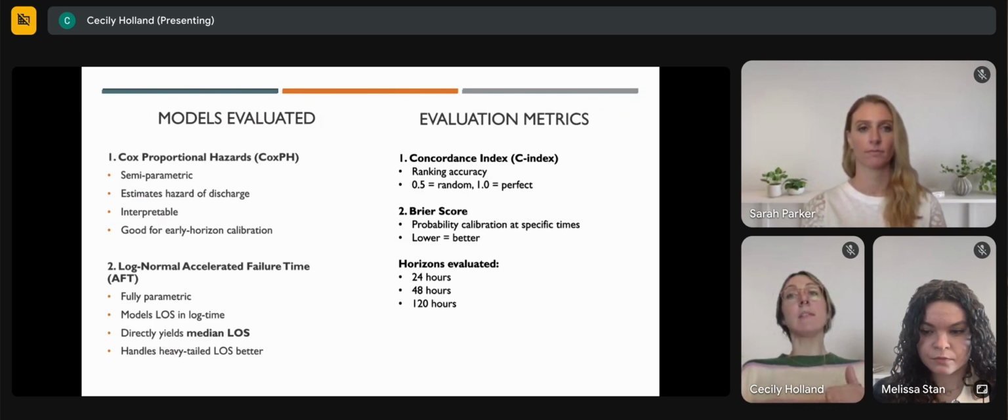So some of the evaluation metrics that we used when looking at these were the C index as well as the Brier score. For C index, that's ranking accuracy from 0.5, which sort of means that the estimation is random, to 1.0, which is that the estimation is perfect or exactly accurate. And the Brier score looks at the probability calibration at specific times. Lower is better, and the horizons we evaluated were 24, 48, and 120 hours.